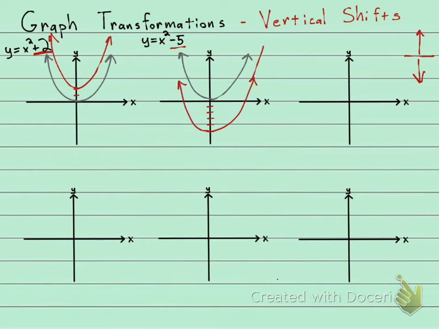Of course this will go on forever, but since I'm trying to match the gray graph, I'm trying to show you that it just goes down 5.